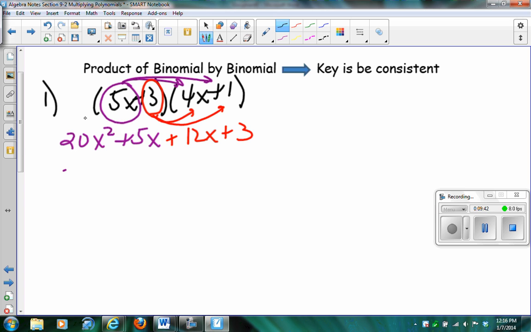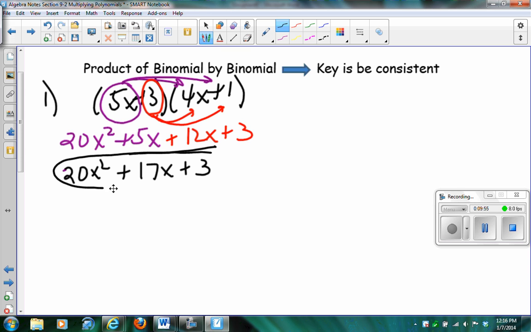Now I have my x squared term first. I'm going to add my 2 like terms together. So I'll have 20x squared plus 17x plus 3. That is my final answer, and it is in descending order.